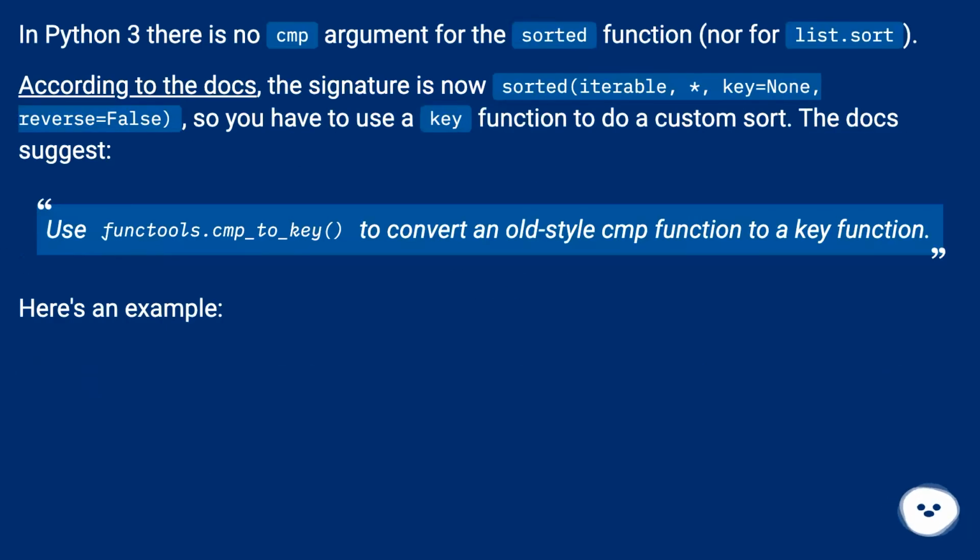In Python 3, there is no cmp argument for the sorted function, nor for list.sort. According to the docs, the signature is now sorted(iterable, *, key=None, reverse=False), so you have to use a key function to do a custom sort. The docs suggest to use functools.cmp_to_key to convert an old-style cmp function to a key function. Here's an example.